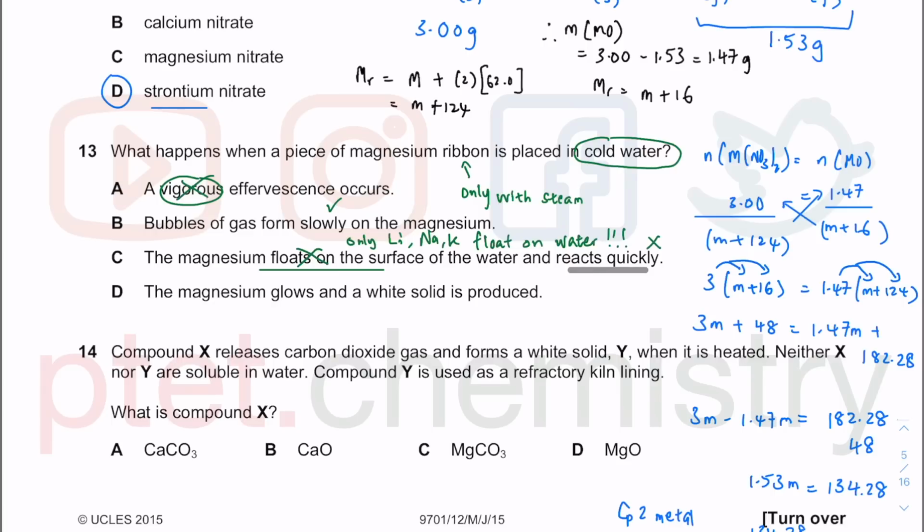Now, the magnesium glows and a white solid is produced. This one is wrong. This one is combustion of magnesium. That one is magnesium burning in oxygen, not reacting with cold water. So be very careful about your observation there. So B is the only correct answer.